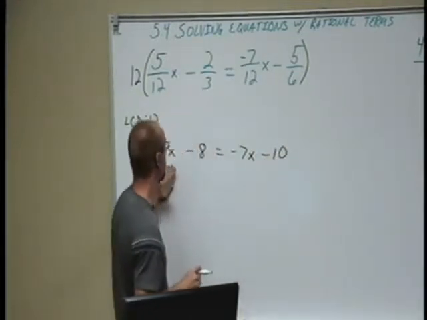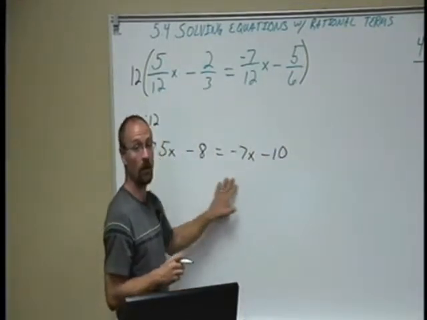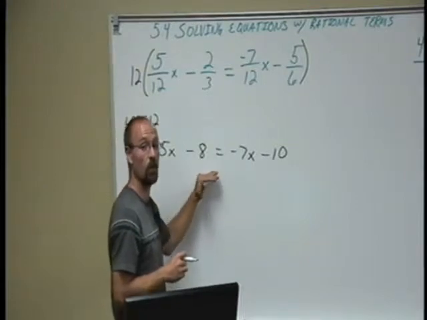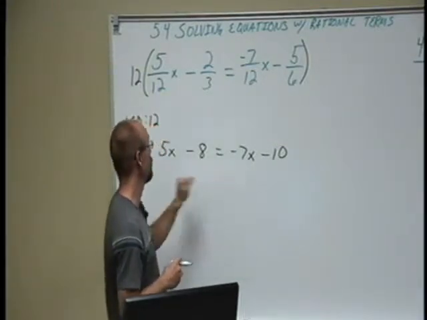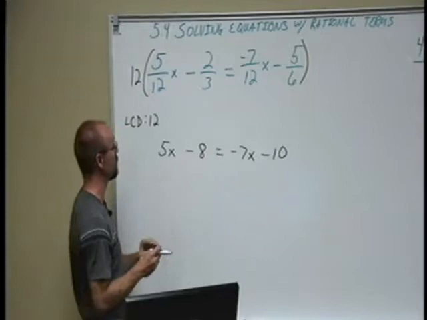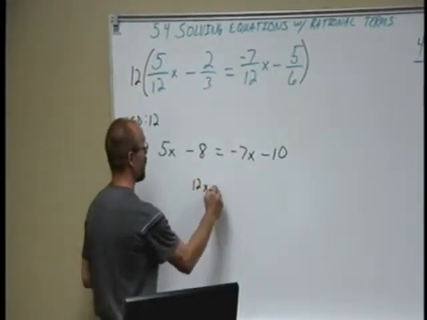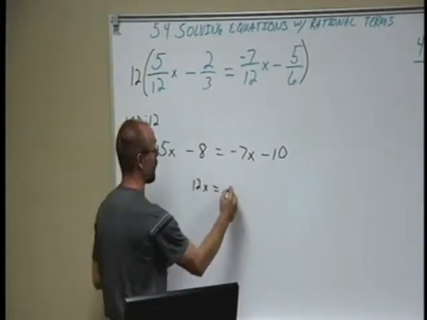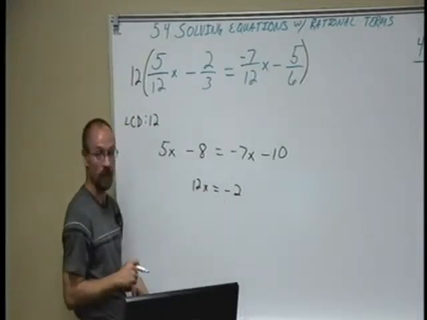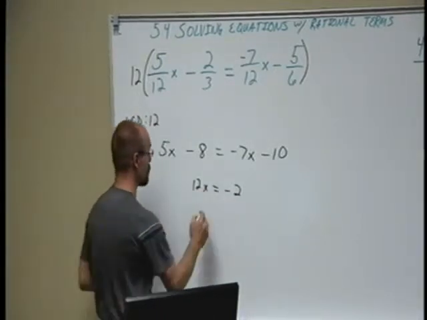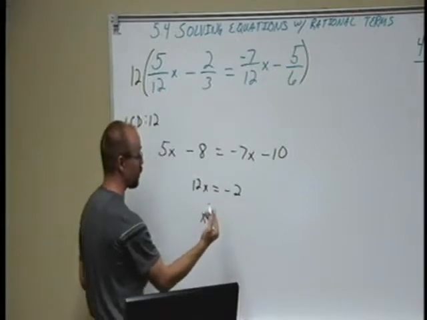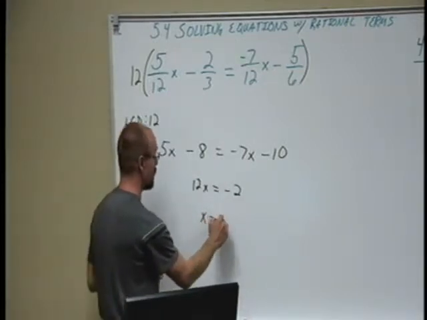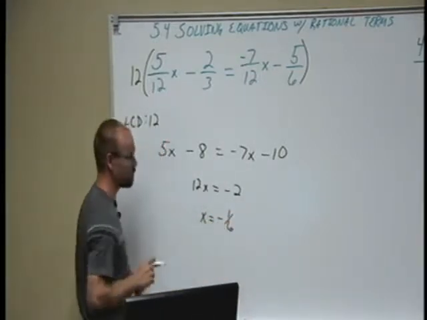And now, if you assess the problem, there are no more fractions and we have an equivalent equation, which means we can go ahead and solve this. I'm going to add 7x to both sides and add 8 to both sides. I get 12x equals negative 2. Divide both sides by 12 and simplify. Negative 2 twelfths is negative 1/6.